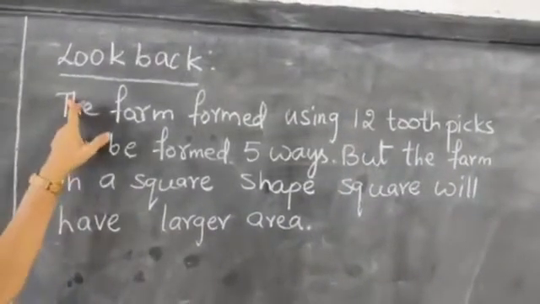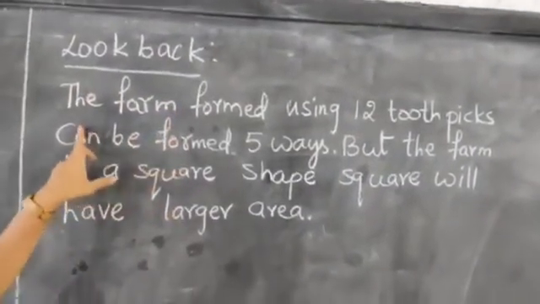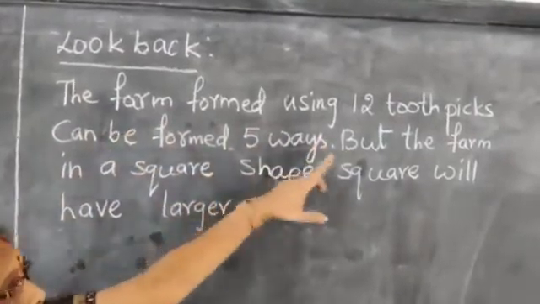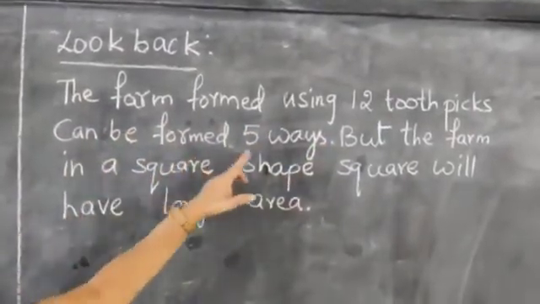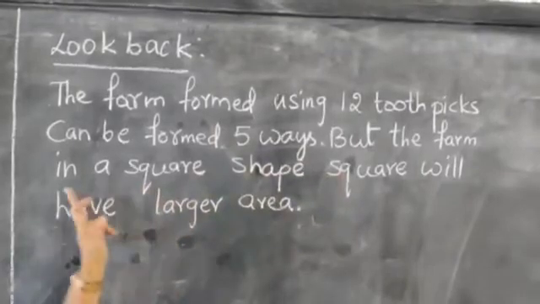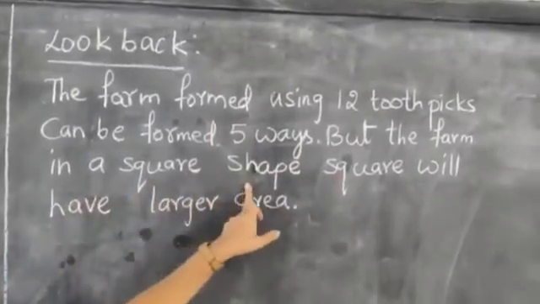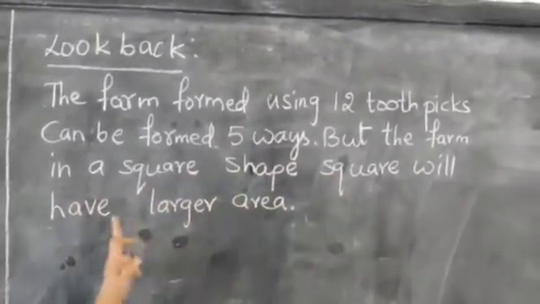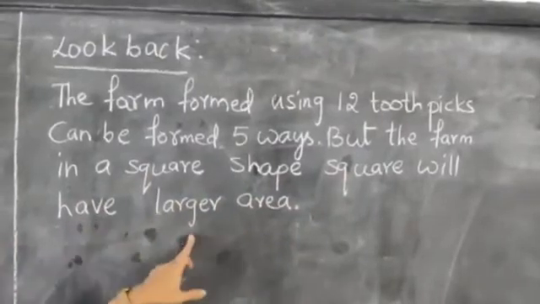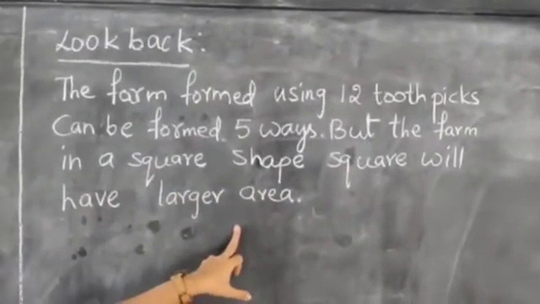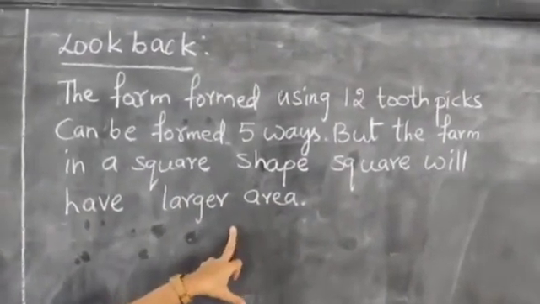Next, last step, look back. The form formed using 12 toothpicks can be formed 5 ways. But the form in the square shape will have the larger area. Okay children, what do you understand from the square?